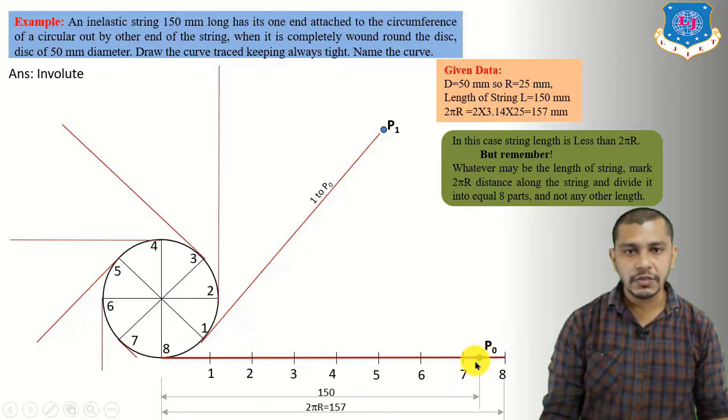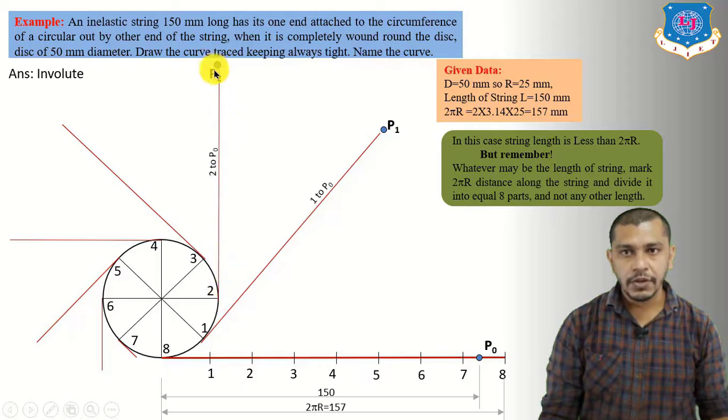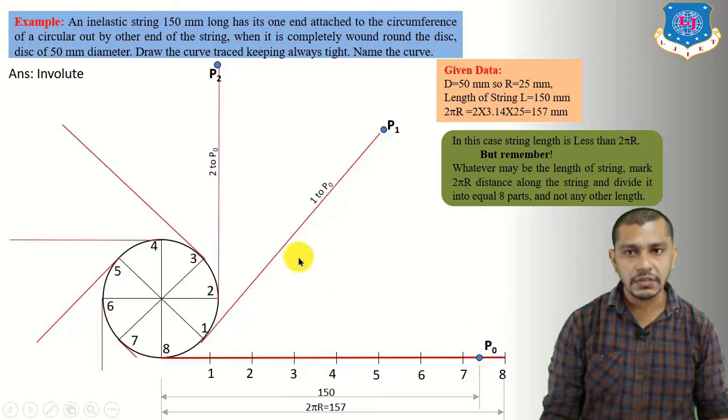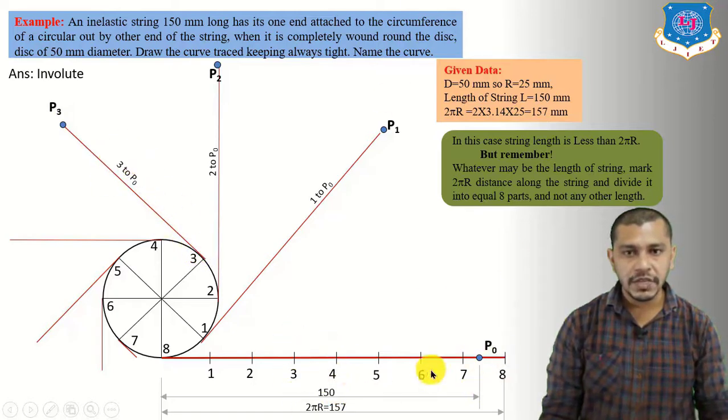Now measure the 2 to P0 distance on the rounder. Take center 2 and mark P2 over here. Make sure that the distance from 2 to P2 is equal to 2 to P0. Now measure 3 to P0 on the rounder, put the rounder at 3 and mark the point P3. This distance will be equal to 3 to P0. Now measure 4 to P0, put the rounder at 4 and mark point P4, which is at a distance of 4 to P0 from 4.